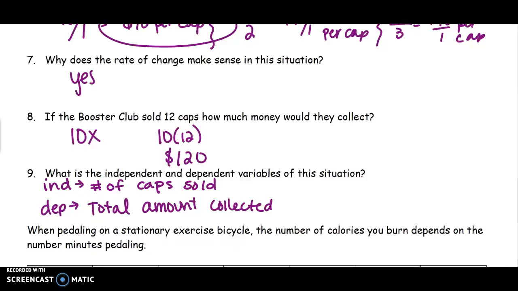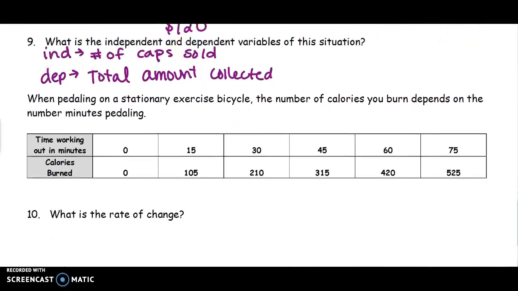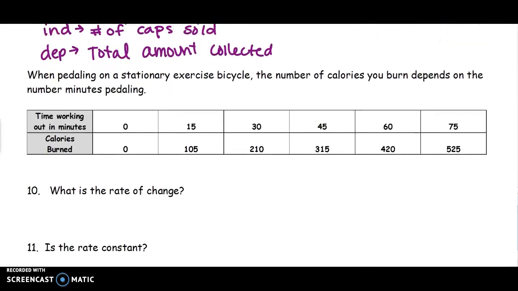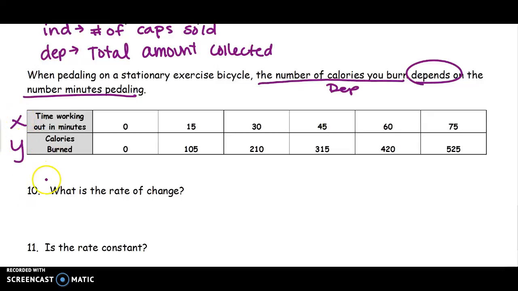So here's one more example. When pedaling on a stationary exercise bike, the number of calories you burn depends on the number of minutes pedaling. So this one isn't written in our vertical table, it's now a horizontal table, but the number of calories you burn is your dependent variable, because that always depends on your independent. So if this is your independent, this is your dependent, we just have to go like so. So our jumps would be horizontal.